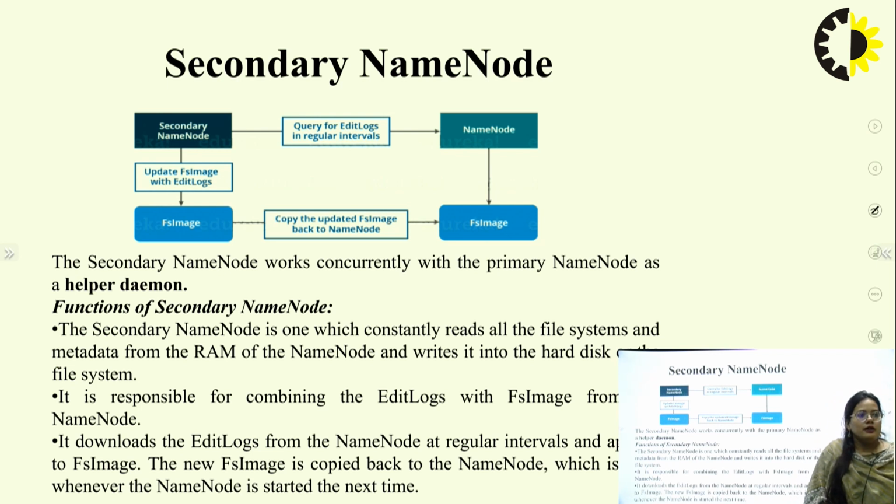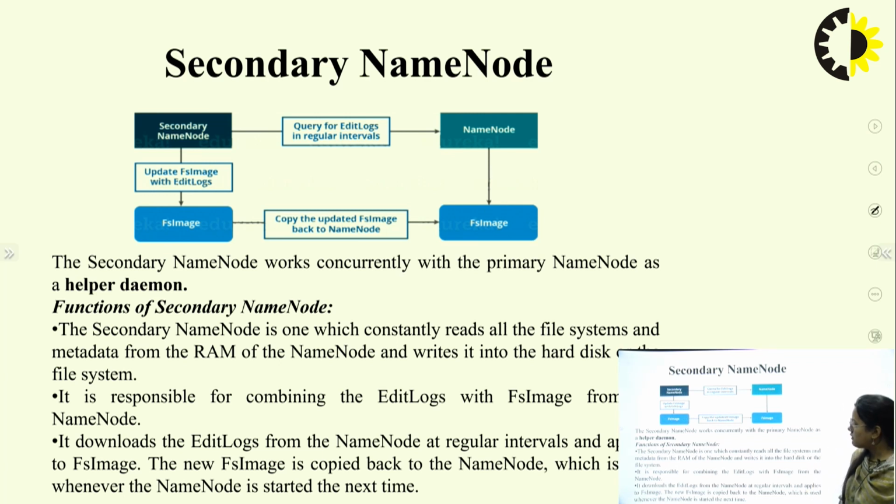Till now, we must have realized that the NameNode is pretty much important to us. If it fails, we are doomed. But Hadoop solved this single point of failure problem by introducing secondary NameNode. So the secondary NameNode works concurrently with the primary NameNode as a helper daemon.